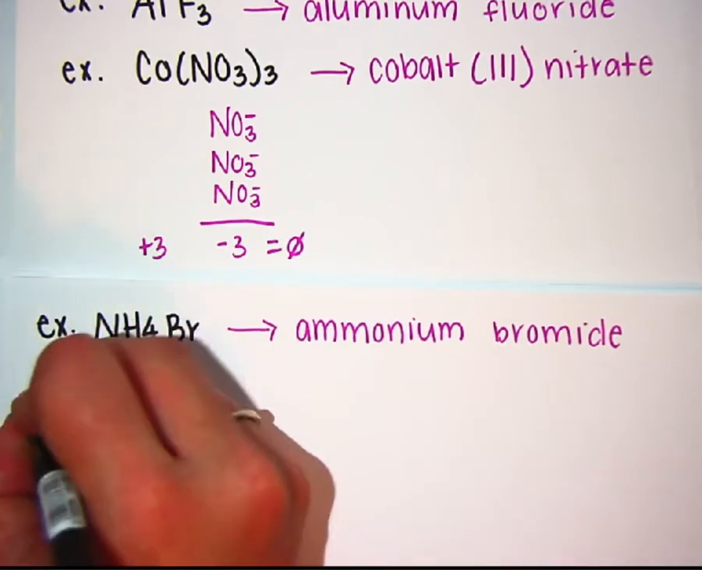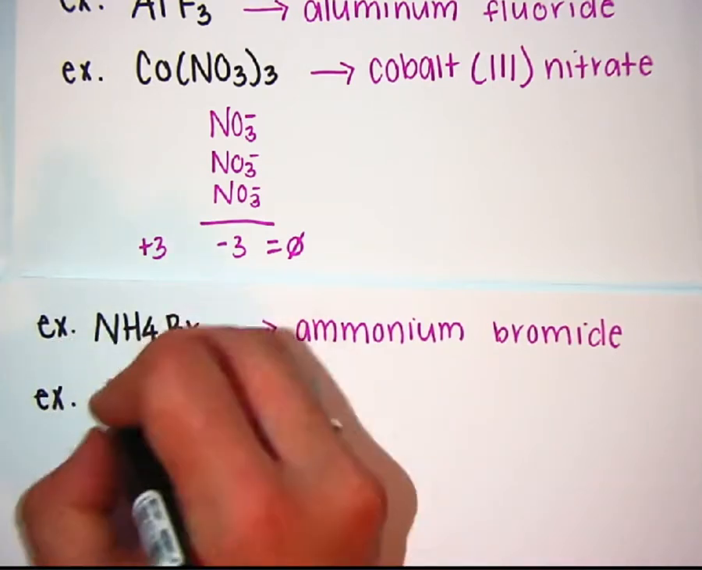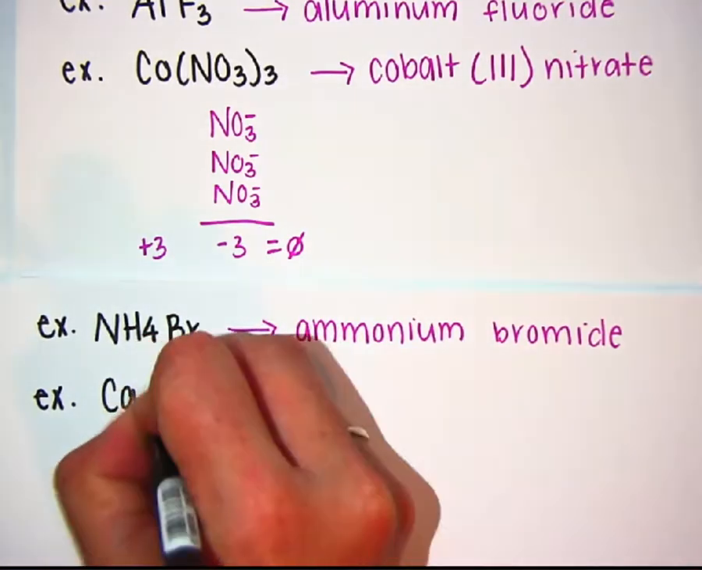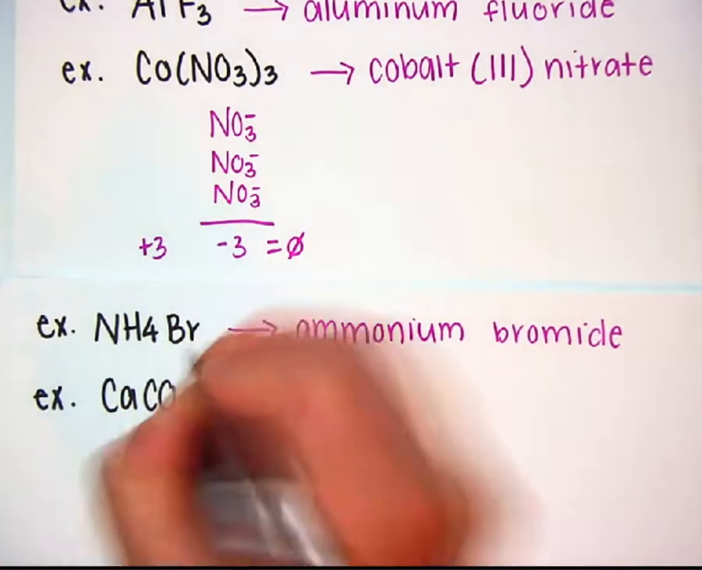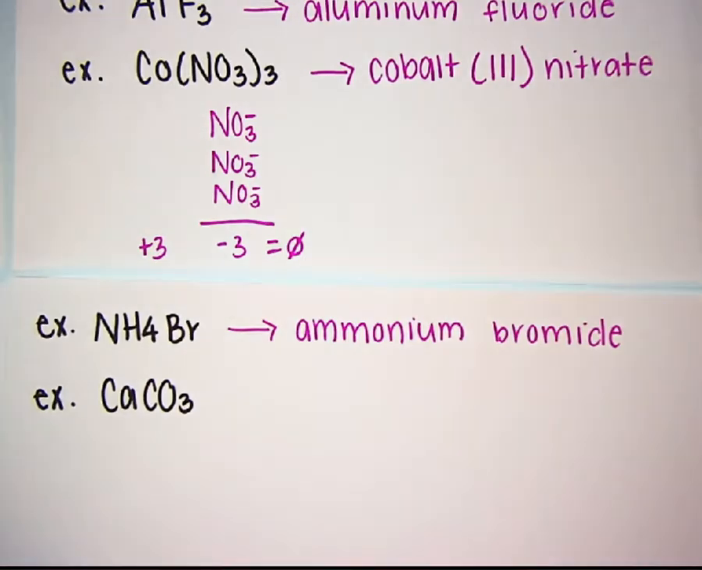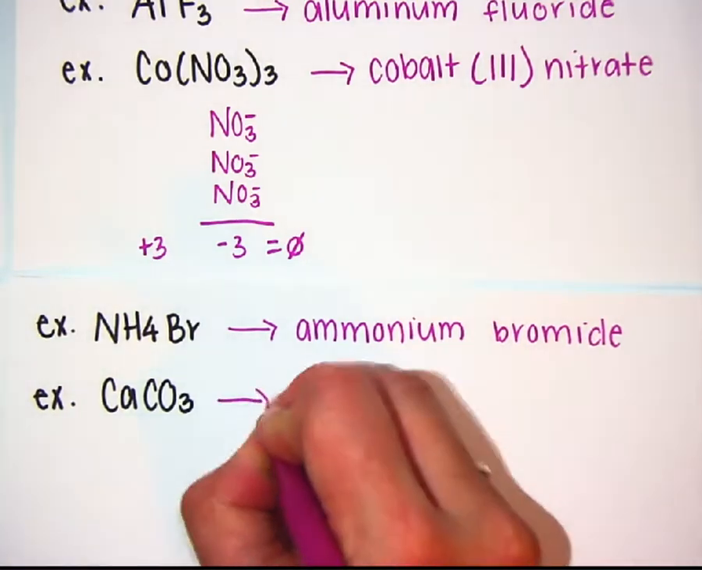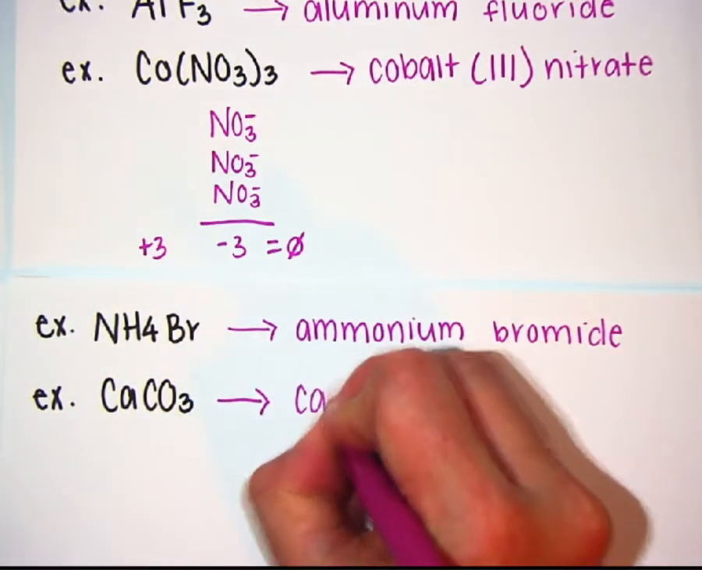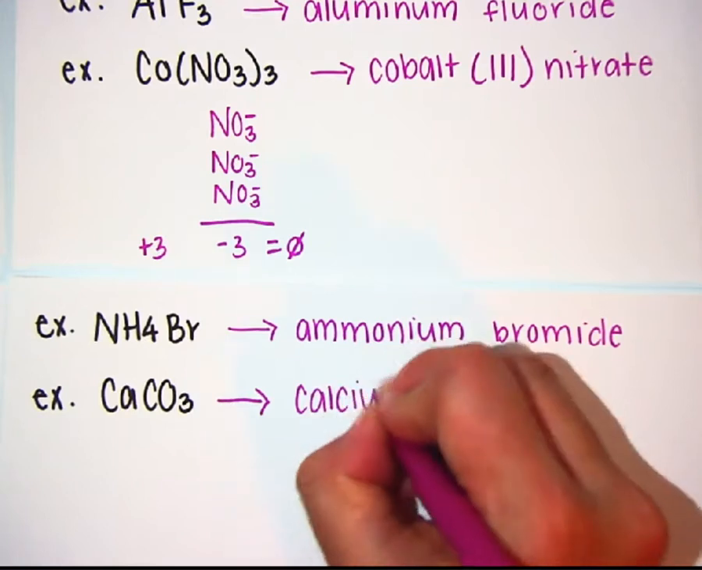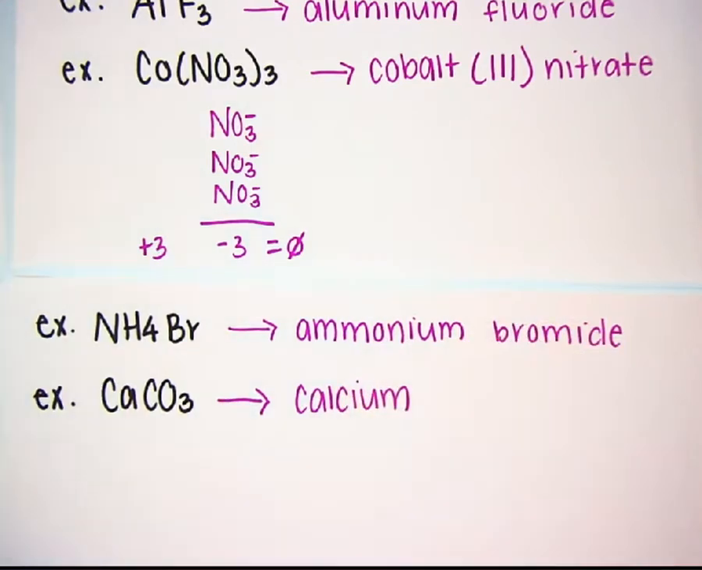Let's try CaCO3. This one also is ternary. I have calcium, carbon, and oxygen. The name of the cation comes first. Never change the name of the cation. Ca is calcium. Next, think if we need a Roman numeral.